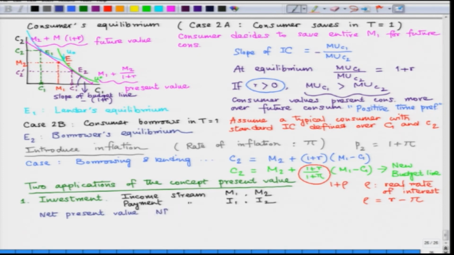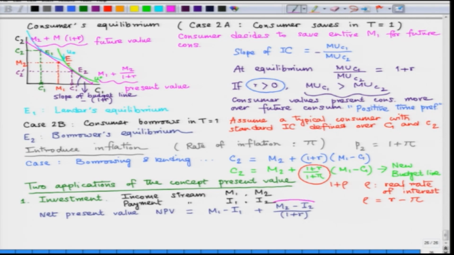That is abbreviated as NPV, and that is given by M1 minus I1 plus the present value of the net income in period 2, which is M2 minus I2 divided by 1 plus R. Now, of course, this can be extended to a third period also. So, how do we interpret these things?